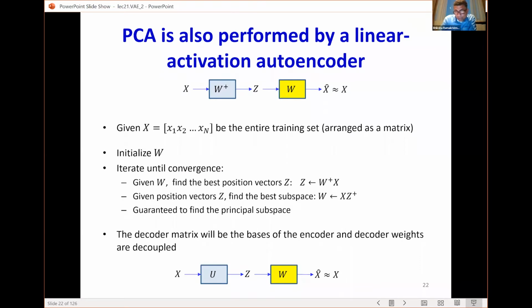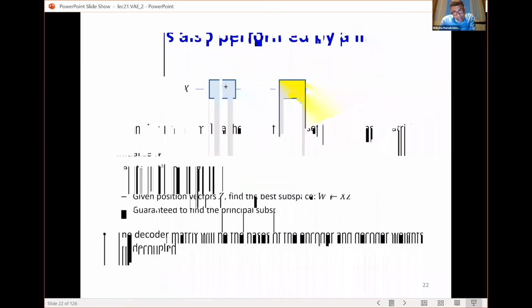What is this iterative solution actually doing? In the first step, if you have the W, you're using the W to compute the Z, and that's trivially computed. Then once you have the Z, you're using the Z and the X to compute the W. You're minimizing the error between WZ and X. And training the autoencoder basically repeats this back and forth.